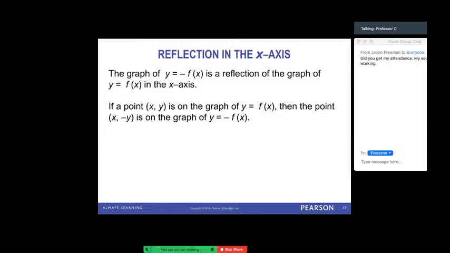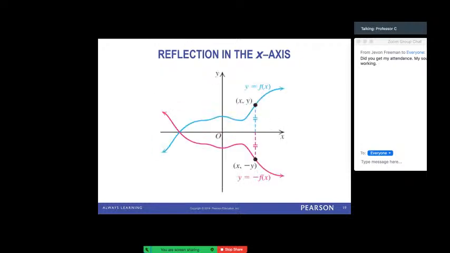So reflections on the x-axis, right? It says the graph of y equals negative f of x is a reflection of the graph of y equals f of x in the x-axis. If a point x comma y is on the graph of f, then the point x comma negative y is on the graph of y equals negative f of x. So if we're flipping about the x-axis, that means our x values are staying the same, and the y's are going from positive to negative y, right? So that means the negative is on the outside. Okay, let's see it in action.